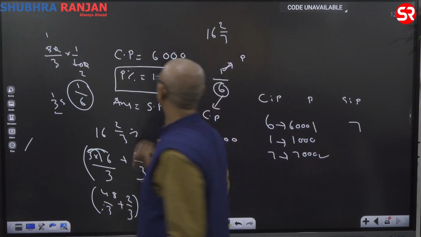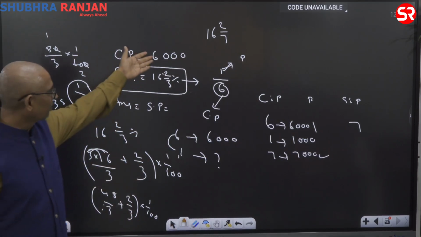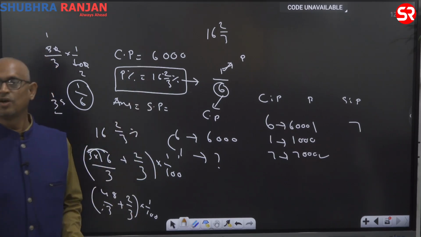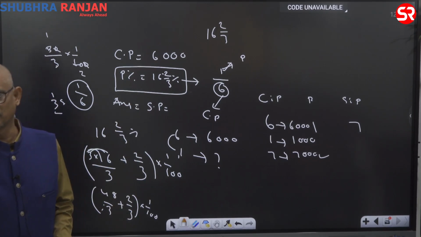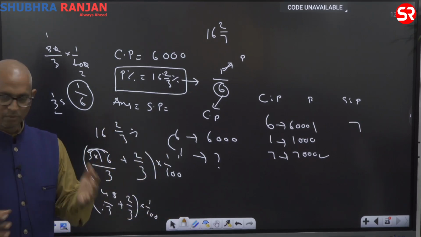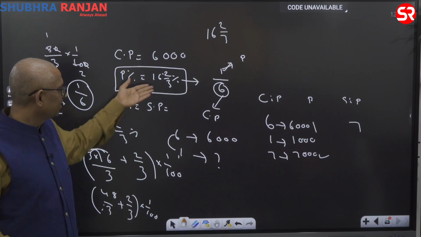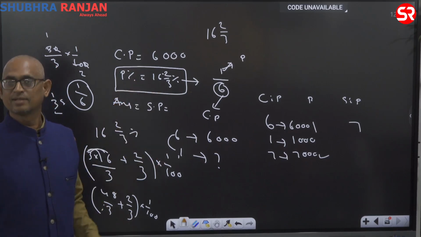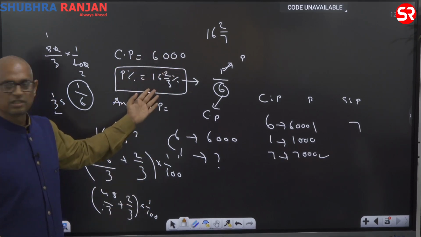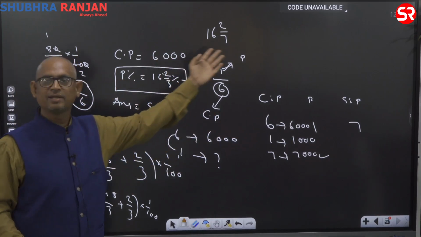Here I mentioned cost price; there I mentioned the amount I have borrowed is 6,000, the simple interest for that 6,000 is 16 2/3%. What is the amount I have to give after 1 year? Same answer will come. You got the point now? The amount I borrowed is 6,000. The interest I have to pay is 16 2/3%. For how many years? 1 year. So what is the amount I have to pay? 6,000 plus 16 2/3% extra. What is the 16 2/3% extra? 1,000 rupees. Total amount I have to pay is 7,000.